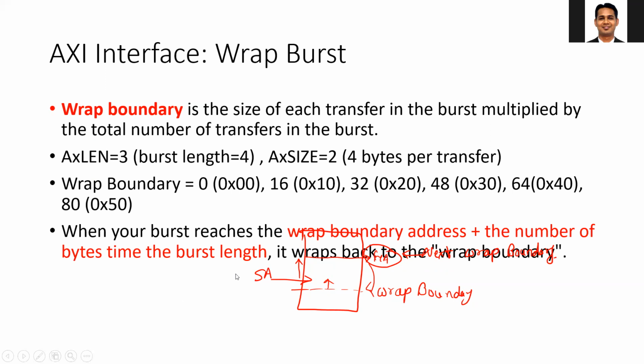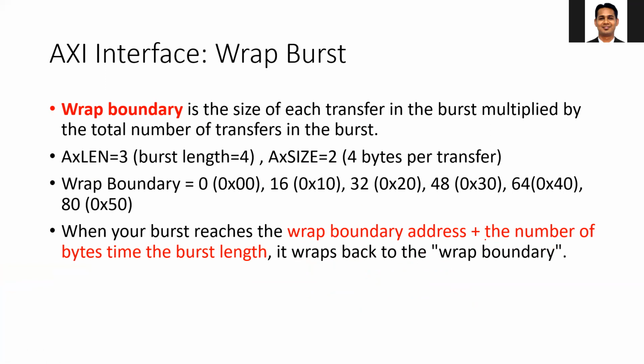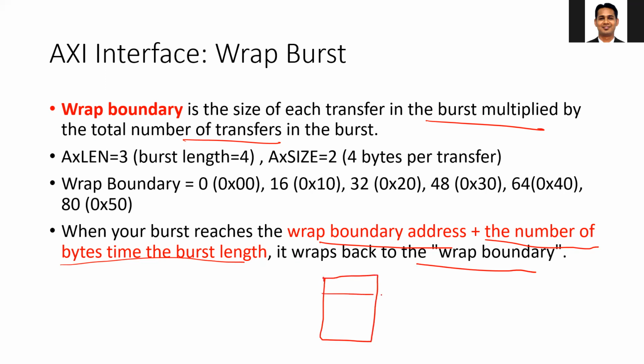So when the burst reaches the wrap boundary address plus the number of bytes times the burst length, because this indicates the complete wrap boundary, right? It is the same thing here. When your address reaches the wrap boundary address plus the size of the boundary, it wraps back to the wrap boundary. Suppose these are your total wrap boundaries. Suppose this is your starting address. Once you reach the next wrap boundary, which is the current wrap boundary plus the number of bytes in this transfer times the burst length, then you will go back to the lower wrap boundary and start writing like this.